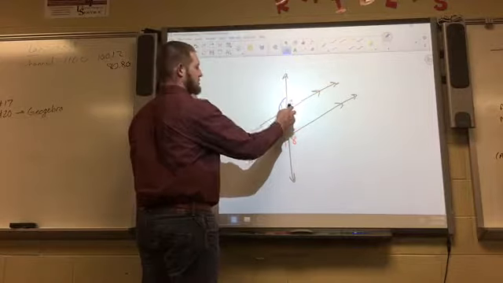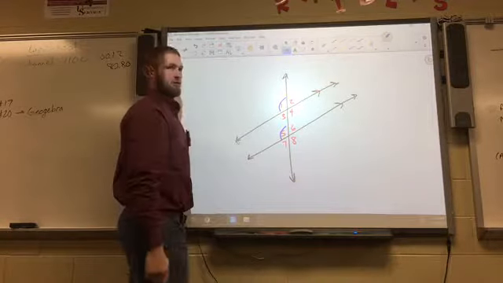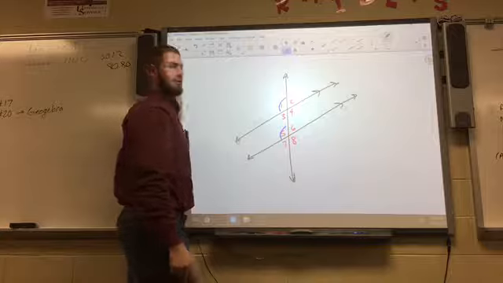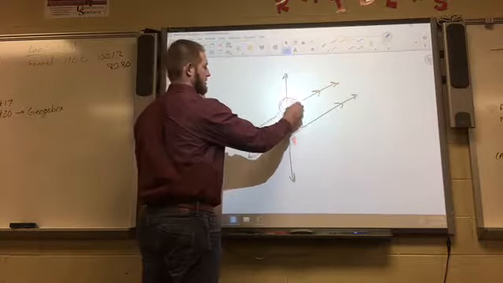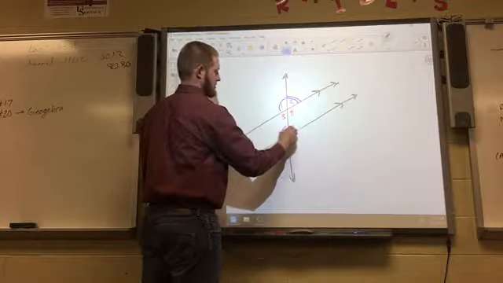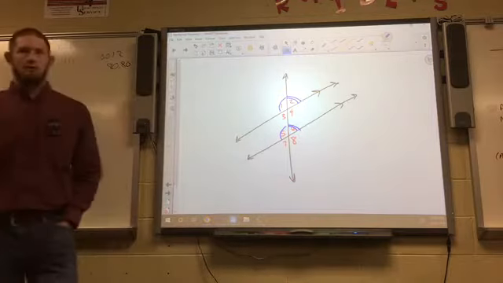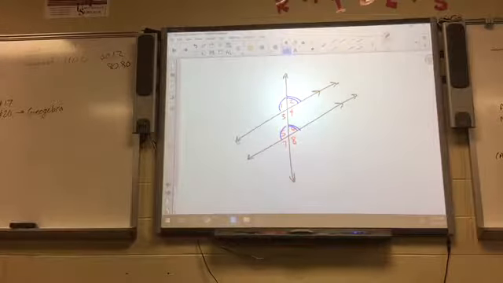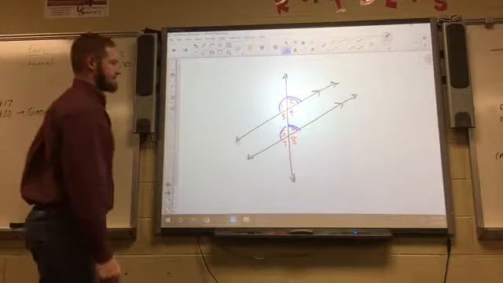Now, are 2 and 6 going to have the same number of tick marks as 1 and 5? No, because these are a linear pair. They don't have to be equal, so I'm going to put 2 tick marks on those. Okay. Paul, give me another pair. 4 and 8.